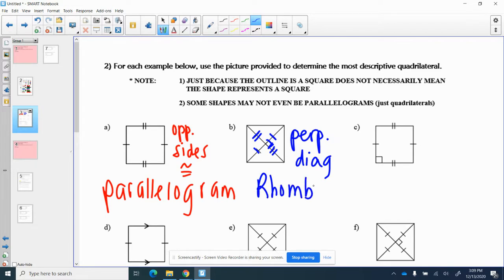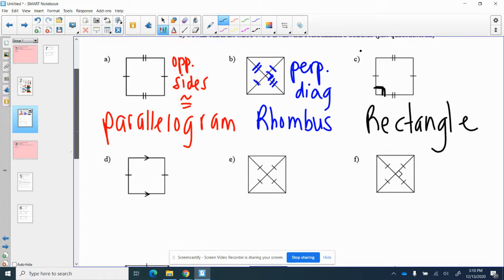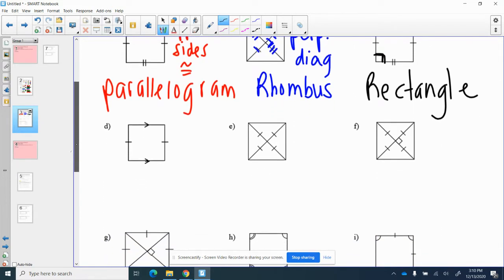Okay, we don't have enough information to say it's specifically a square, but we do know enough to say it's a rhombus. In the third example here, we have not only opposite sides congruent, similar to part A, but we also have this 90-degree angle. So because we have at least one right angle, this is going to have to be a rectangle. Again, we do not have enough information to say it's specifically a square.